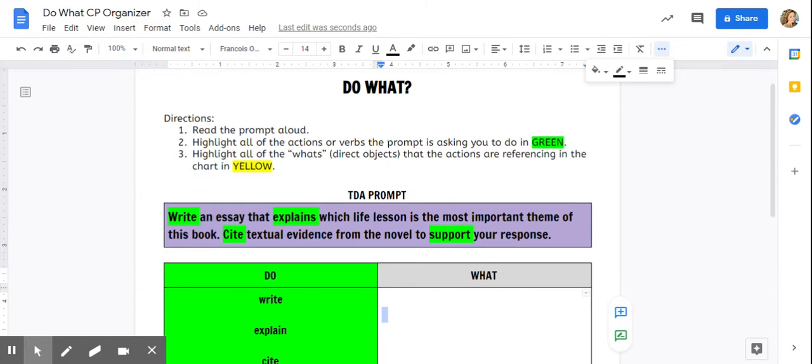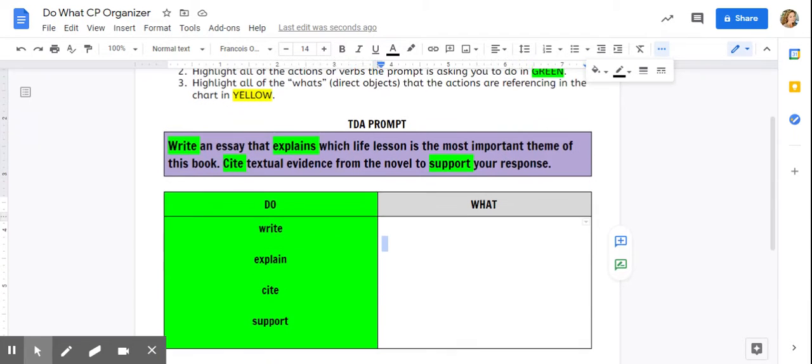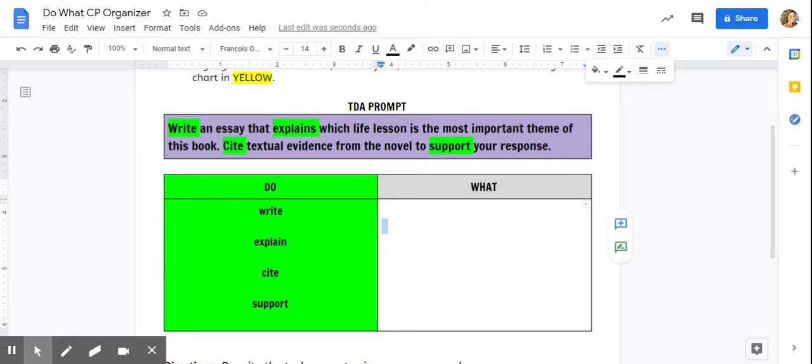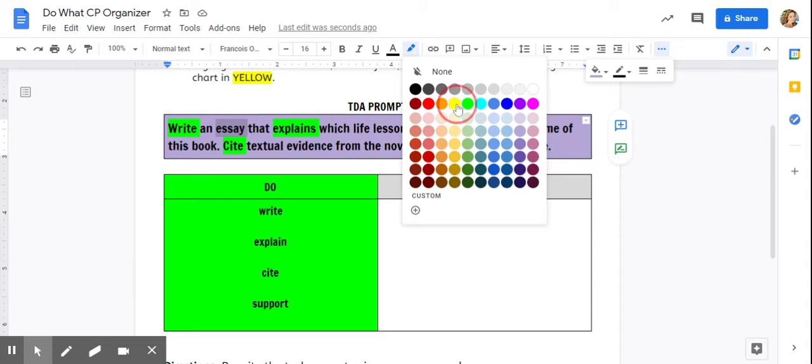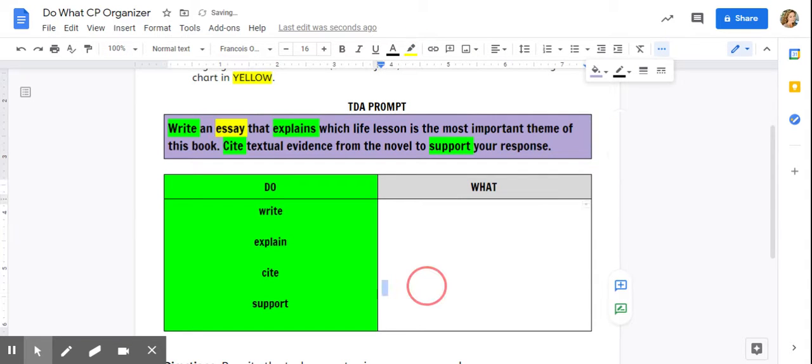It says, highlight all of the whats, and we call those direct objects, that the actions are referencing in the chart in yellow. So let me just kind of explain what that means. We're going to look at a verb, like the verb write, and we're going to ask ourselves the question, what? Write what? What are we going to have to write? You probably already figured that out. Essay. So we're going to highlight essay. That's what we're going to have to write in yellow.